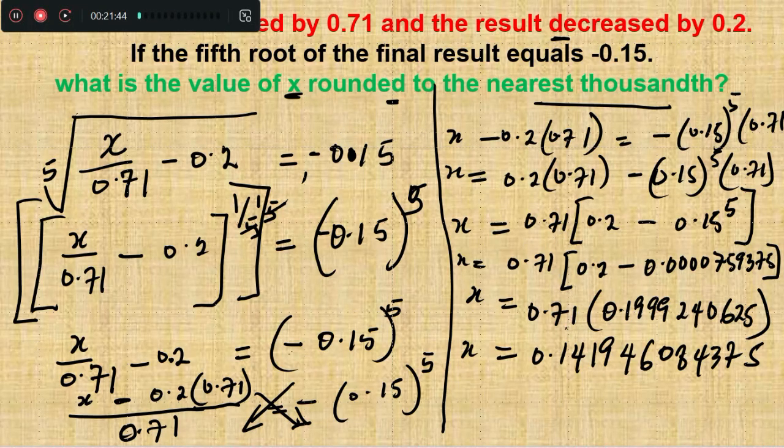But our examiner wants us to declare this value rounded to the nearest thousandth. We're going to count 3 decimals: 1, 2, and 3. The fourth decimal here is 9, which is greater than 5. So this becomes x equals 0.141 plus 1, that's 0.142.